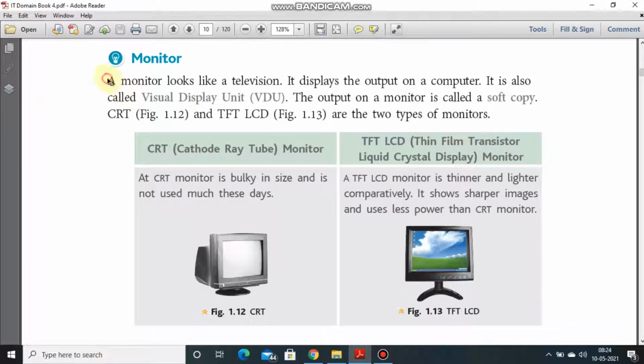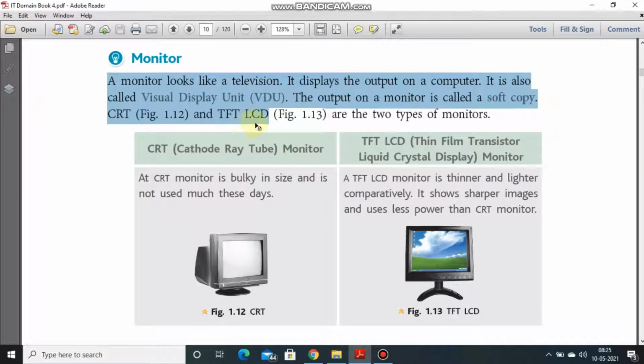Monitor. A monitor looks like a television. It displays the output on a computer. It is also called VDU, that is visual display unit, because it helps us to see visual things. So the short form is VDU. The output on a monitor is called a soft copy, as I mentioned in the video.